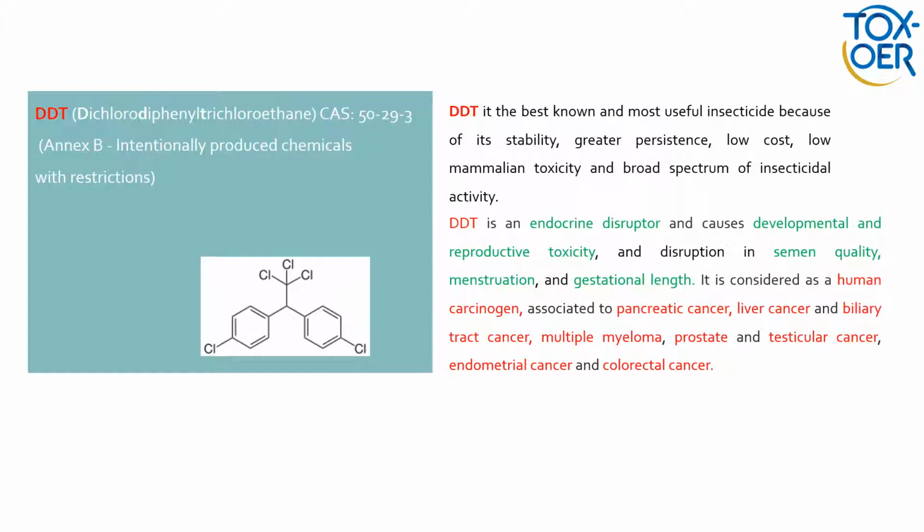DDT, Annex B. It's an endocrine disruptor and causes developmental and reproductive toxicity and disruption in semen quality, menstruation, and gestational length. It is considered as a human carcinogen associated to pancreatic cancer, liver cancer, and biliary tract cancer, multiple myeloma, prostate and testicular cancer, endometrial cancer, and colorectal cancer.